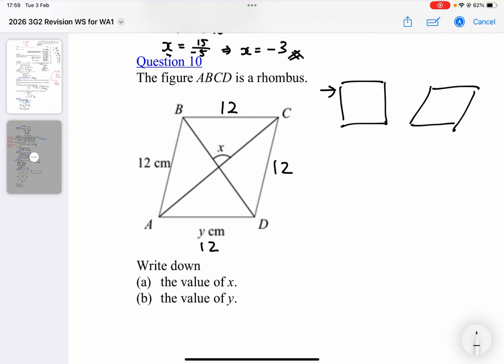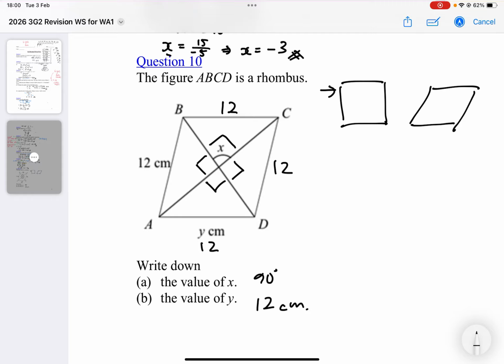Then there's one more property that you need to know, that is the intersection of the diagonals will always be 90 degrees. So from there you can find your x is 90 degrees, your y is 12 cm. Important thing, the middle is 90 degrees.